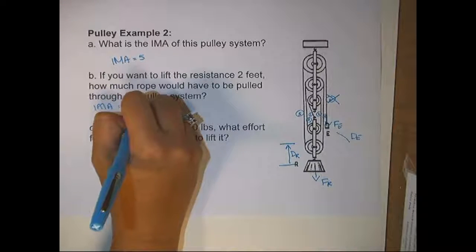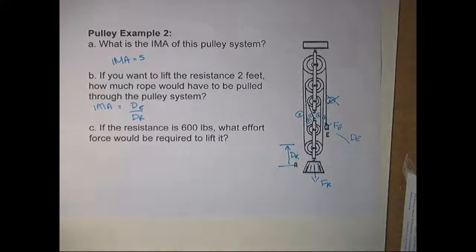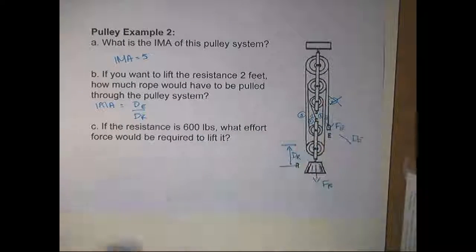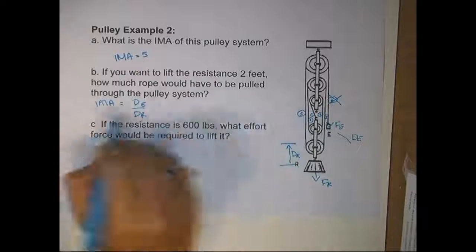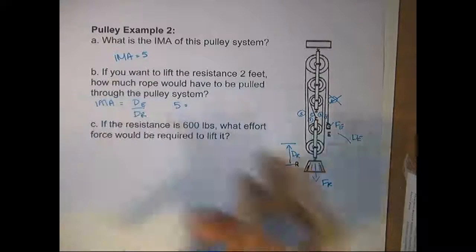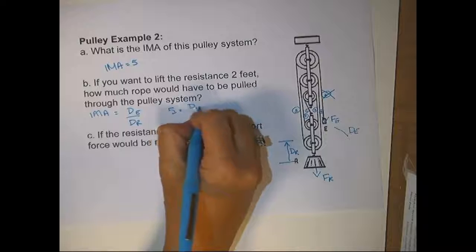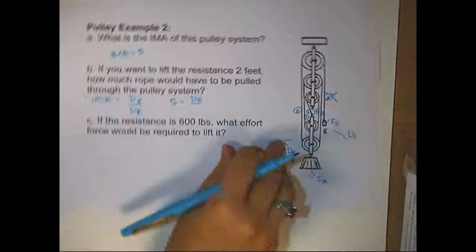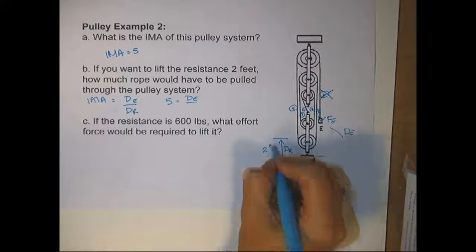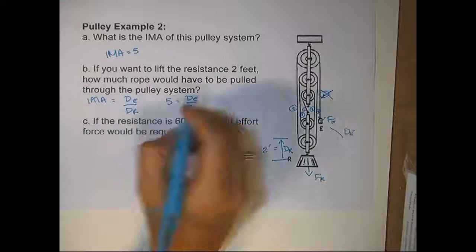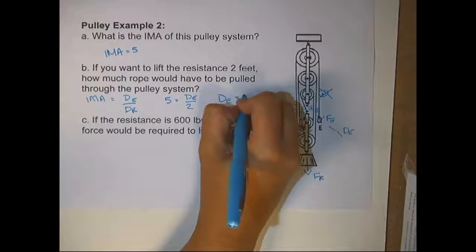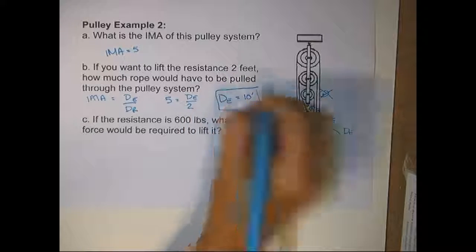So that's IMA equals DE over DR. Write your formula out. I've done all my labeling over here. Write your formula out. IMA I know is 5. DE, I'm looking for that. DR, it said it wanted me to have 2 foot. Cross multiply, we find that we would need to pull 10 foot of rope out to get this part to go up 2 foot.